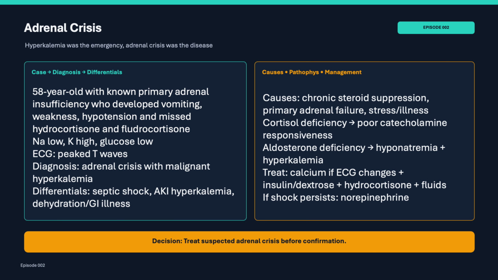Insulin with dextrose shifted potassium into the cells. The adrenal crisis itself required immediate IV hydrocortisone, isotonic fluid resuscitation, and glucose when hypoglycemia was present. If severe hypotension continued despite steroids and adequate resuscitation, norepinephrine was required to support perfusion. The major complications of untreated adrenal crisis include refractory shock, malignant arrhythmia, severe hypoglycemia, seizures, coma, and death.